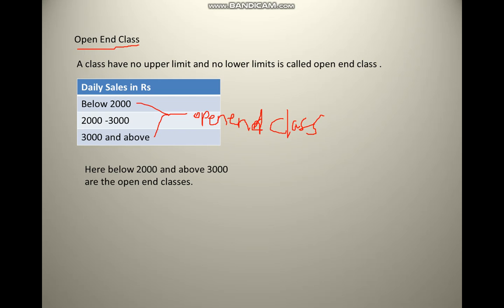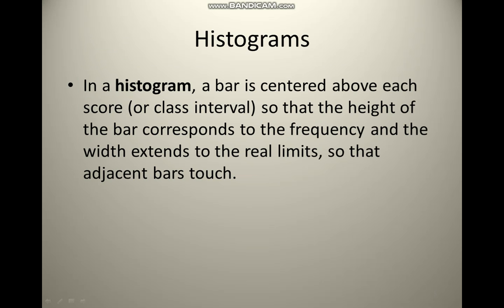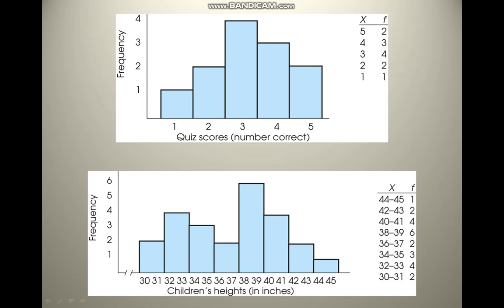Okay, here I write histogram. Histogram: a bar is centered above each score so that the height of the bar corresponds to the frequency and the width extends to the real limits so that adjacent bars touch. These are the histogram from this data and this is the histogram from this data.